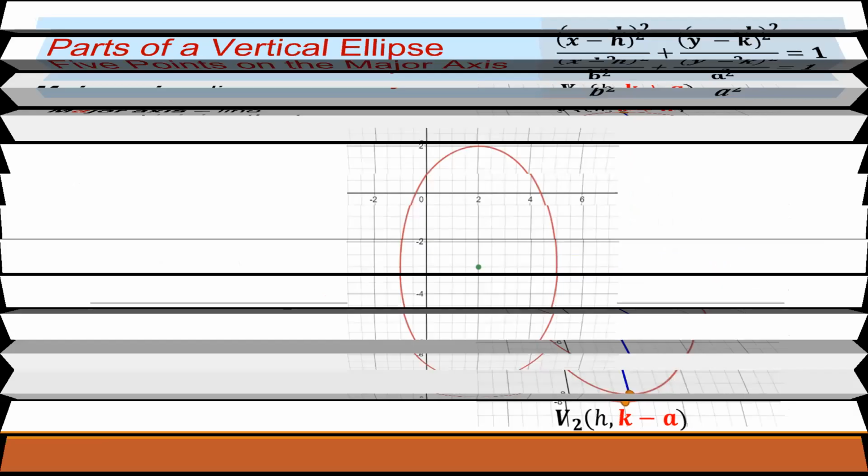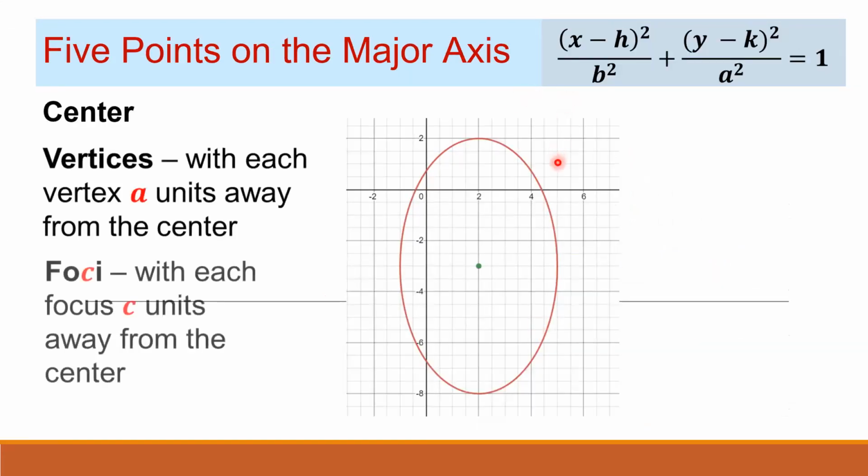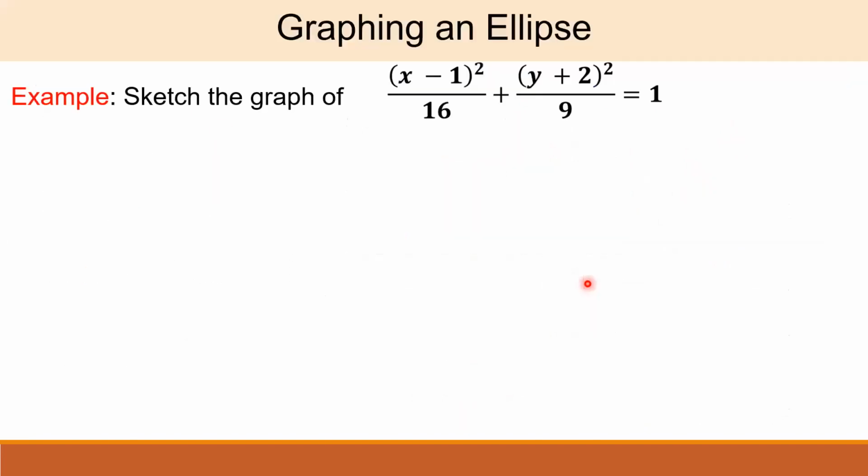Okay, so it's the same. There are 5 points on the major axis. We have the center, vertices, and foci, given by this same formula. We just have to subtract these denominators. Okay, so we have vertices, and we have foci, c units away. Again, they are collinear. The 5 points are collinear along the major axis. So these are the 5 points on the major axis.